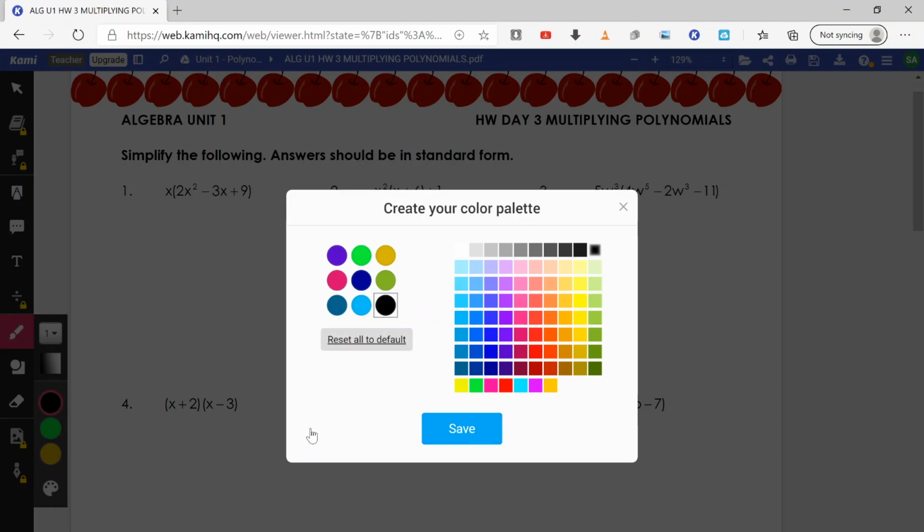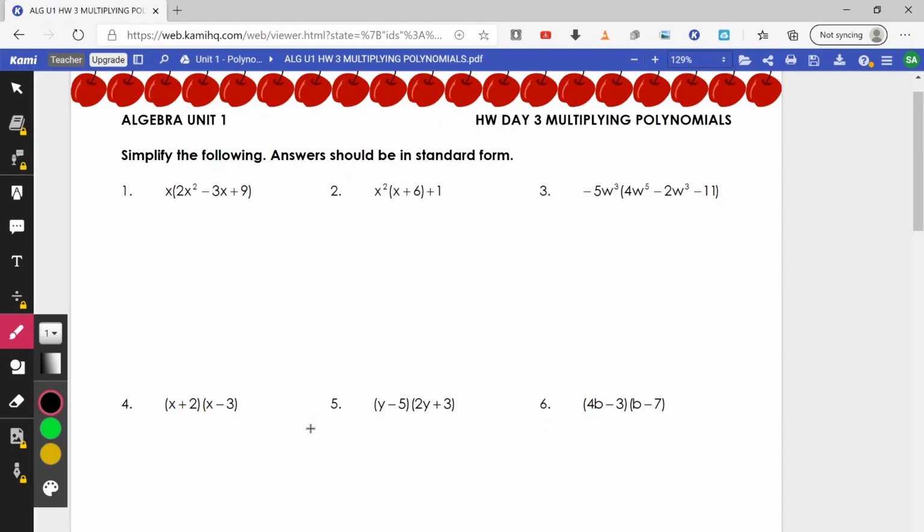So for instance, if I want to simplify the following, writing them in standard form, here we have in problem number 1, x times 2x squared minus 3x plus 9. Everything is inside parentheses, so I look to see if I can combine anything, which I cannot. I've got x squared, I've got x, and a straightforward number 9. So no adding or subtracting going on.